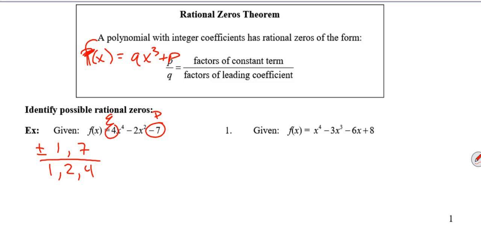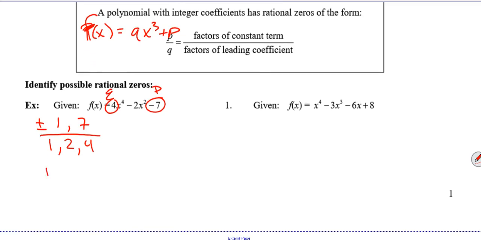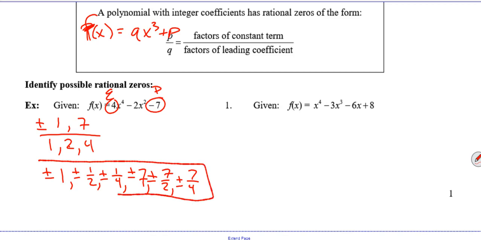So with those factors listed out, I now need to make a list of all my possibilities. So plus minus 1 over 1, plus minus 1 over 2, plus minus 1 over 4, plus minus 7 over 1, plus minus 7 over 2, and plus minus 7 over 4. So these are possible rational zeros. They are not actual rational zeros.